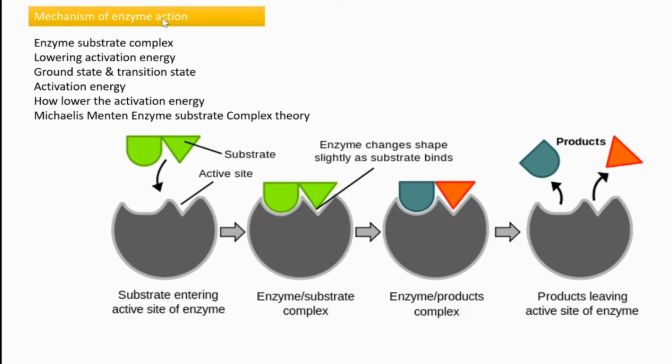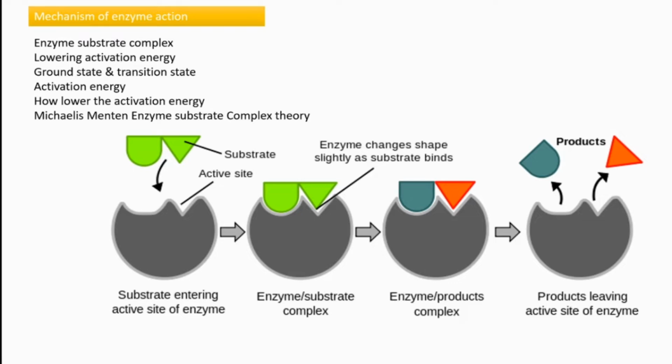Next, we are going to see the mechanism of enzyme action. In the mechanism of enzyme action, we need to be familiar with so many terms. The first one is the enzyme substrate complex. Whenever an enzyme interacts with the substrate, first it forms a complex. That complex is called the enzyme substrate complex. This is a key part of the enzyme action. And the enzyme increases the rate of reaction by lowering the energy of activation. That is activation energy. For all reactions, there will be an activation energy. By lowering that activation energy, that reaction proceeds very fast.